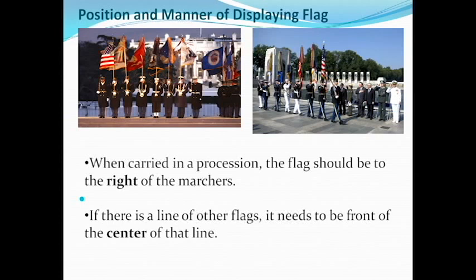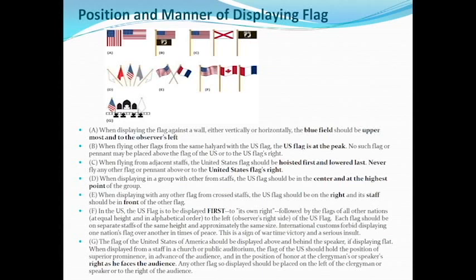There are rules about how the flag should be positioned and displayed. Some of the rules are: in a procession, the flag should be to the right of the marchers. If there is a line of other flags, the flag needs to be in the center. Letter A. When displaying the flag against a wall, the blue field should be uppermost and to the observer's left.